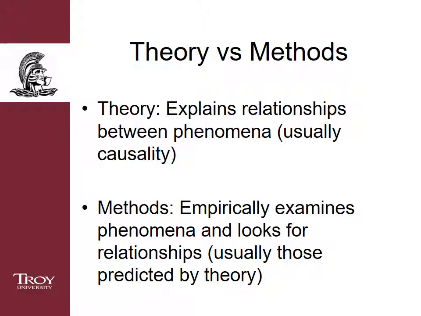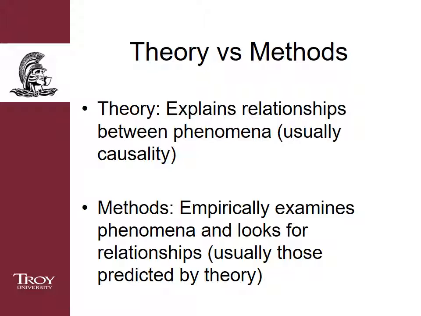Methods empirically examines phenomena and looks for relationships between them. And like I say, in the scientific approach, it usually is looking to find relationships that are predicted by theories, which is just another way of saying testing hypotheses, right? And hopefully a more substantive and intuitive way of saying it. This is what methods and empirical research is about.